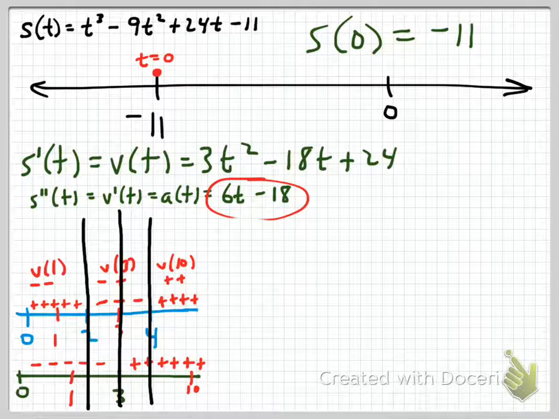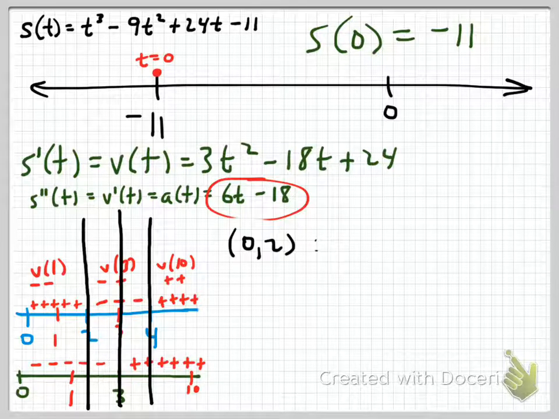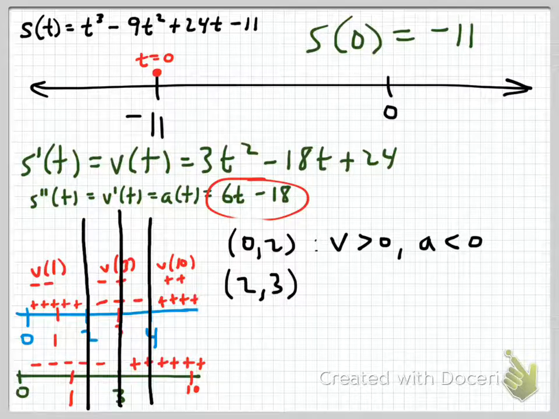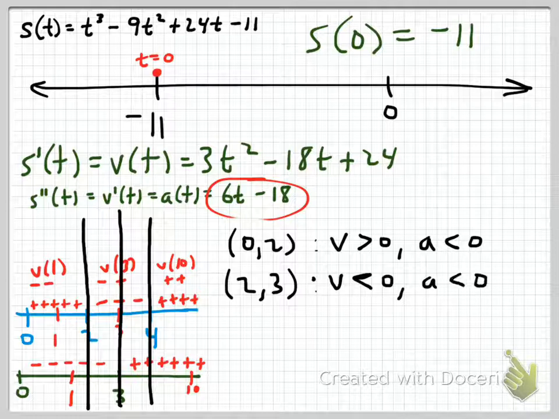Okay, so we can see, let's write this down here, that on the interval from 0 to 2, the velocity is positive, but the acceleration is negative. And then we can see that on the interval from 2 to 3, that's another interval, the velocity is negative, and the acceleration is also negative.